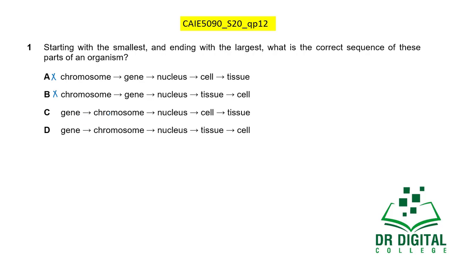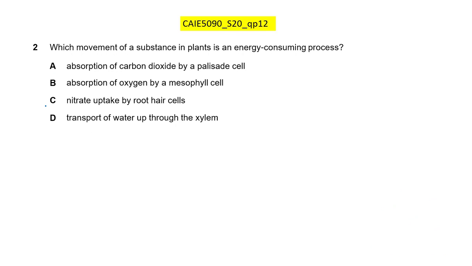Now, gene is smaller, chromosome is bigger than that, and chromosomes are present inside the nucleus. Both are correct. And the nuclei are present inside the cells. Nuclei are not present in the tissues, and cells are joining to make the tissues, and tissues are not joining to make the cells. So this option is wrong. So D is wrong. The answer for this question should be C.